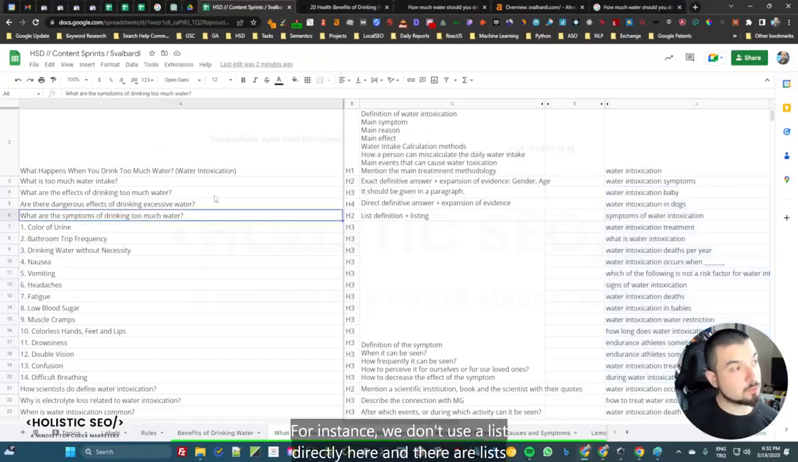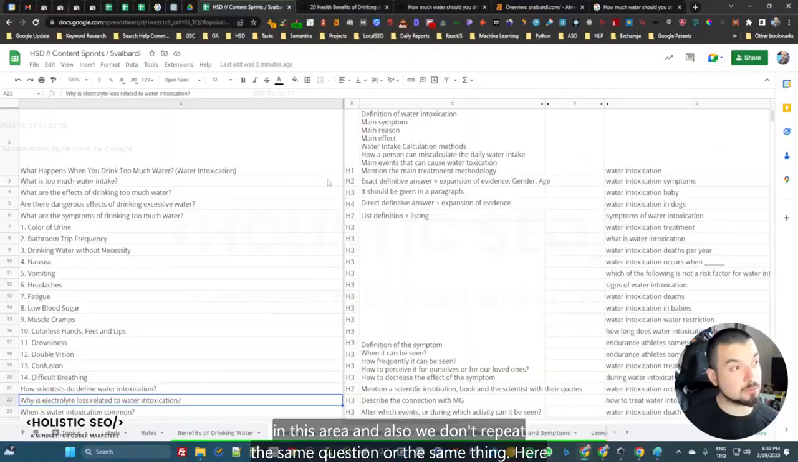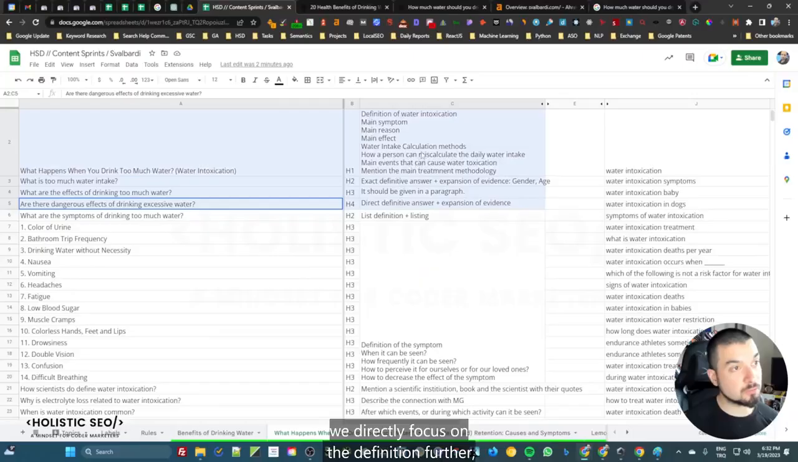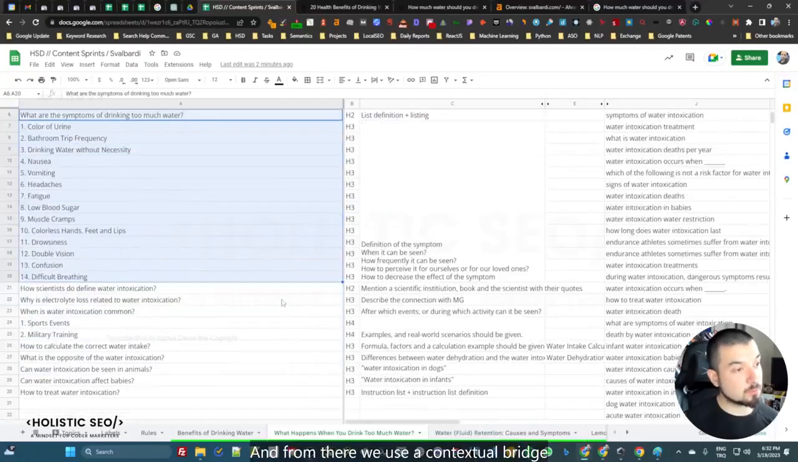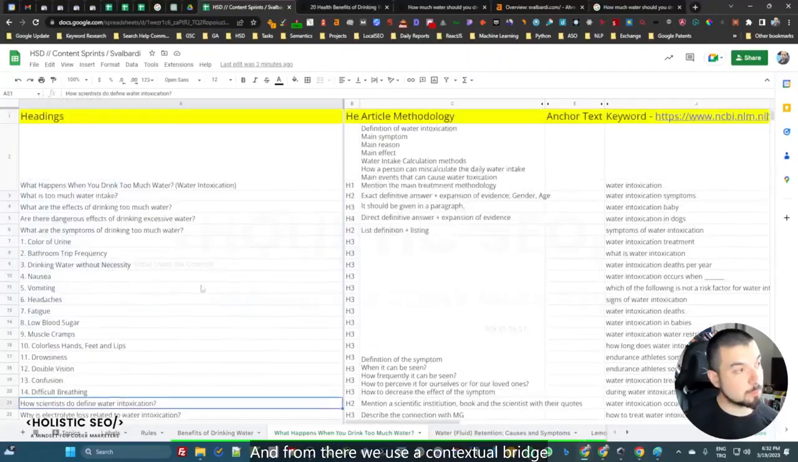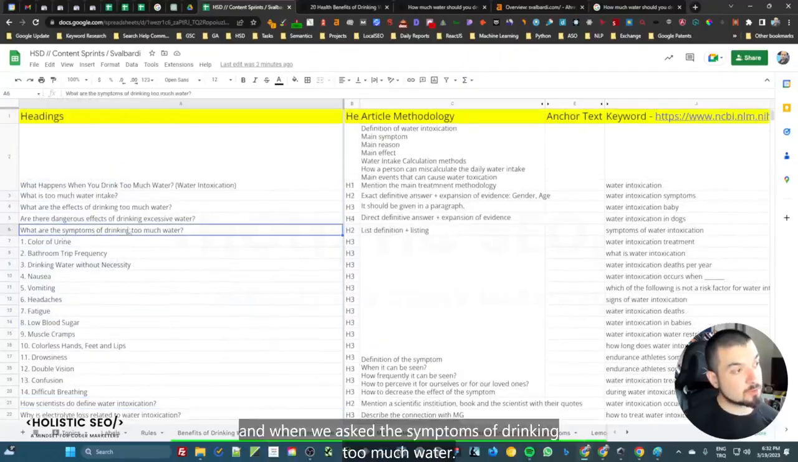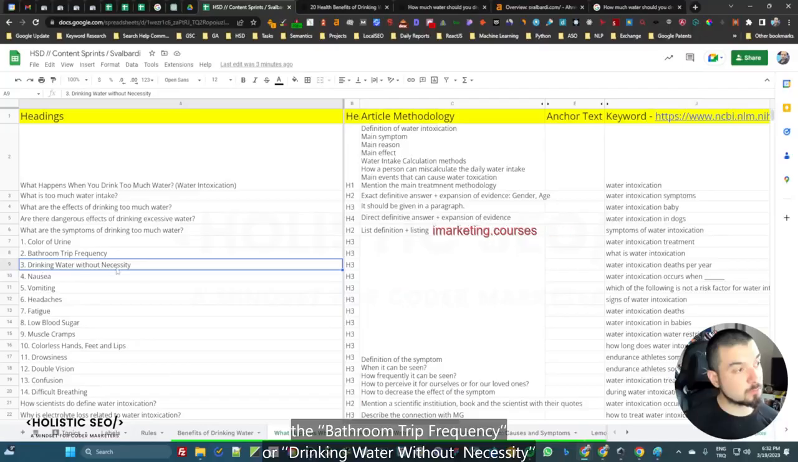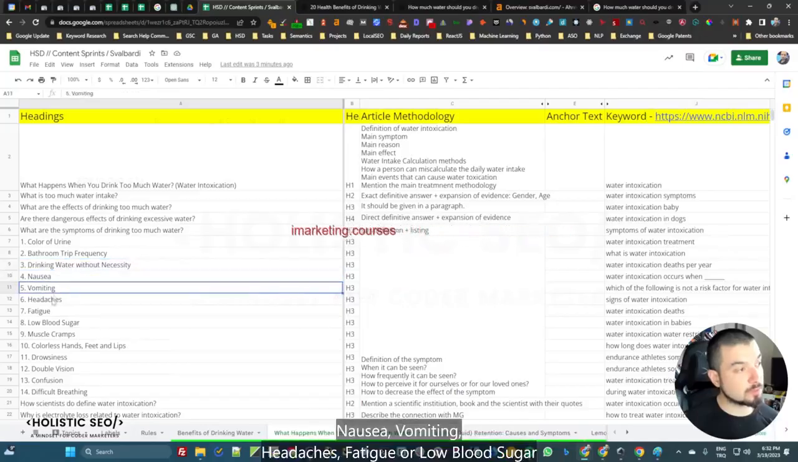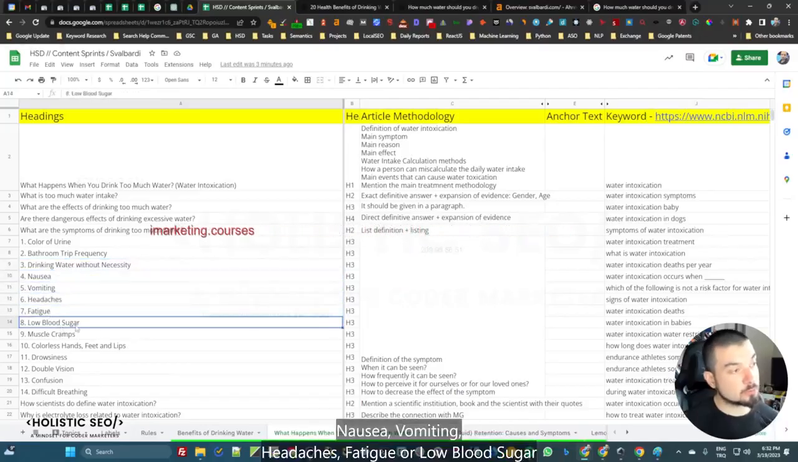For instance, we don't use a list directly here and another list in this area, and we also don't repeat the same question or the same thing. Here we directly focus on the definition. And then we focus on the symptoms, and from there we use a contextual bridge. When we ask about the symptoms of drinking too much water, the reason we start from the color of urine, the bathroom trip frequency, drinking water without necessity, nausea, vomiting, headaches, fatigue, or low blood sugar is as follows.